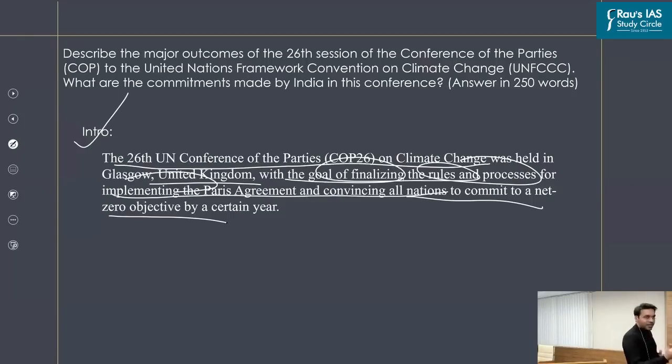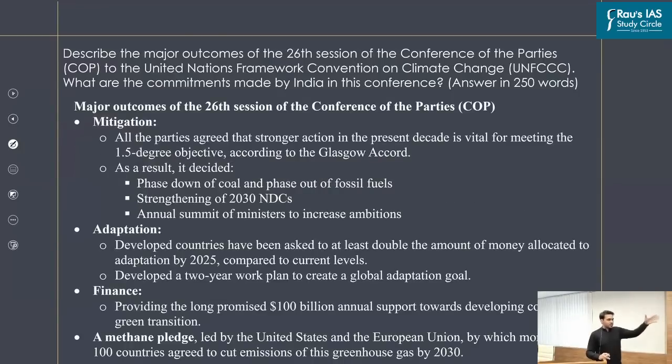And developing countries were very excited because they thought that developed countries would agree to a common set of rules on which the carbon market is going to work. All right. And so once you have laid out the expectation, the question actually demands you to write the major outcomes of the Conference of the Parties.